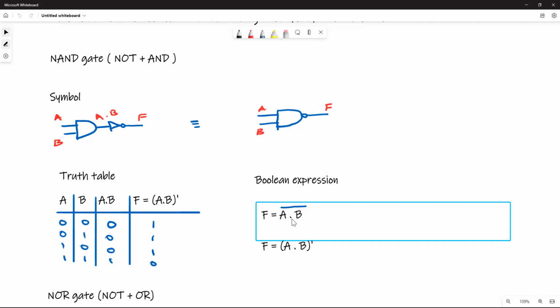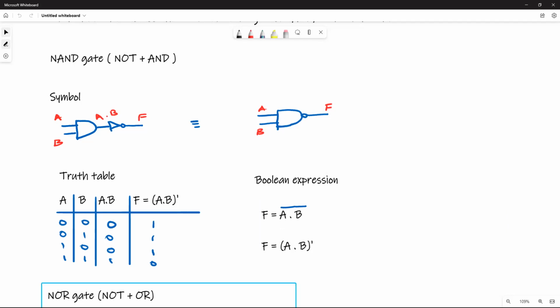What you need to remember is the outcome is 1 whenever not all the inputs are equal to 1. Or you can say that if one of the inputs is 0, then the outcome is 1.